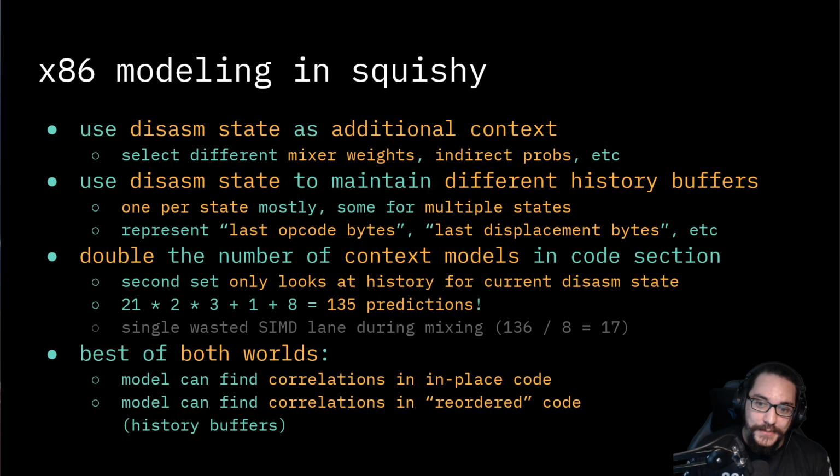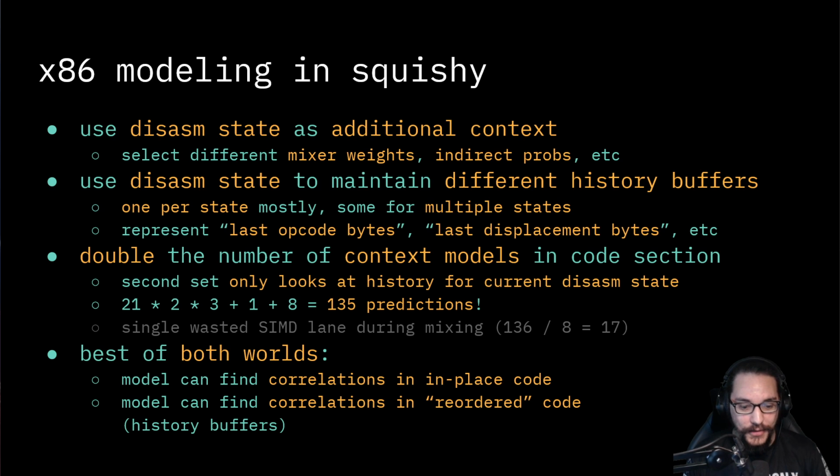And so then what we do is we double the number of context models that actually run in the code section. So instead of 21, we end up with 21 times 2, or 42. And so then in total, we end up with 135 predictions. The first set of 21 contexts represent the data as is, and then the second set represents context, but only looking at the data in the current history buffer.